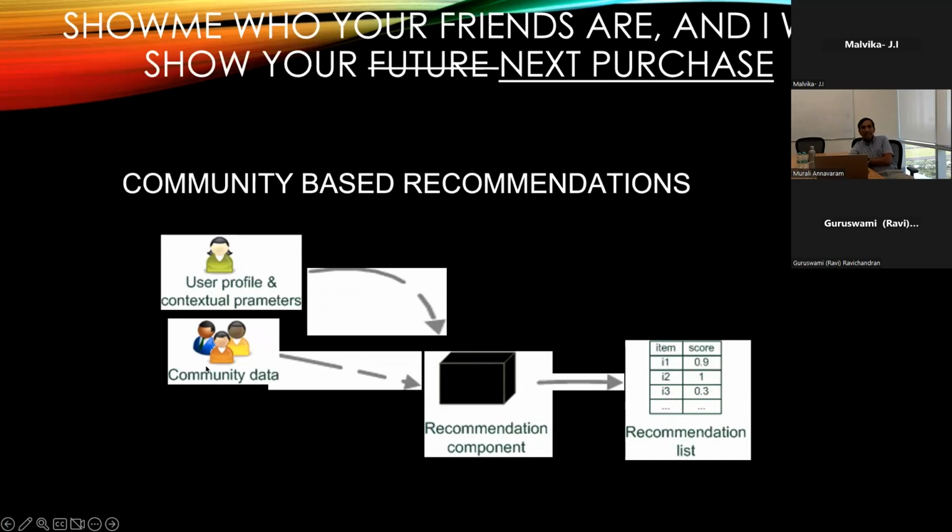So for example, let's not just look at the user's age and city, but also look at the community of other users with the same age, the same city, and the same income level, and see what they also have looked at, whether it is a news article or a particular item purchased. And you feed both the user profile and community data to these recommendation components.